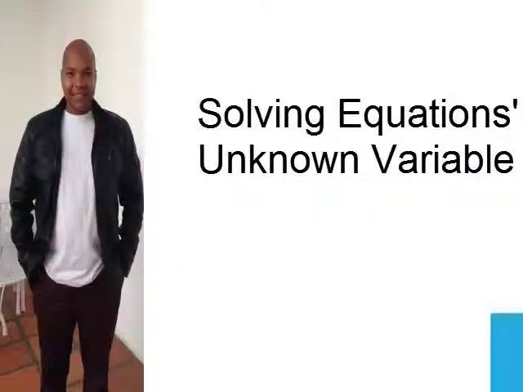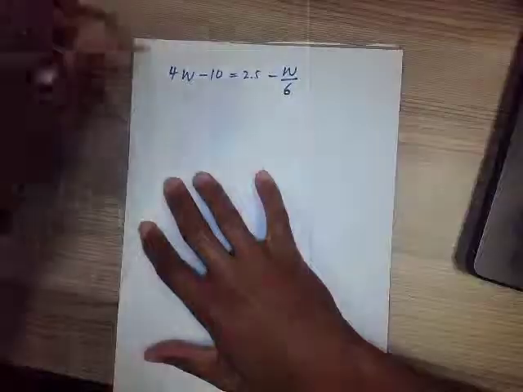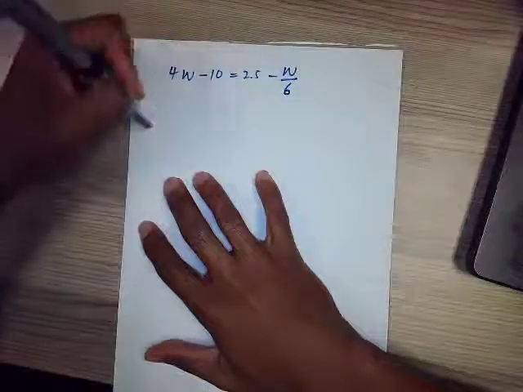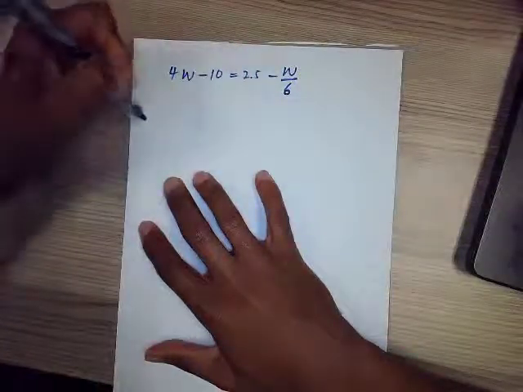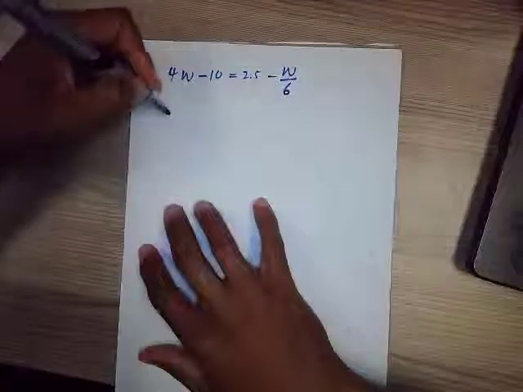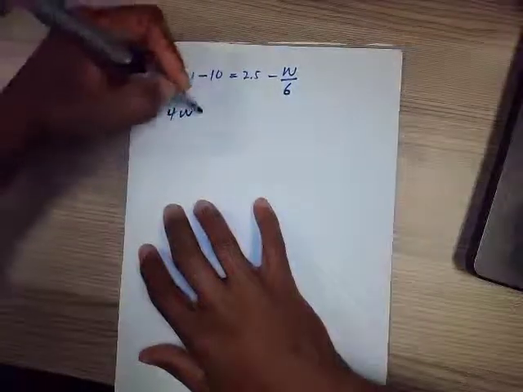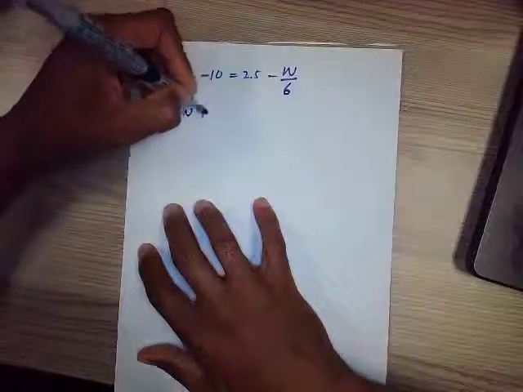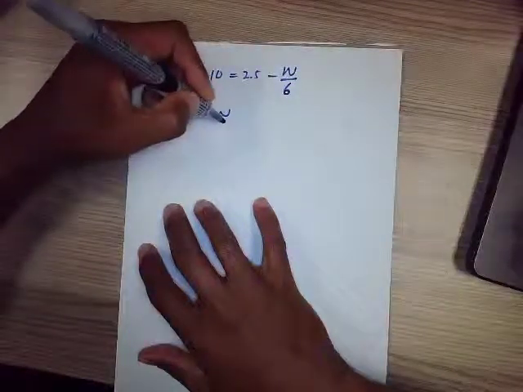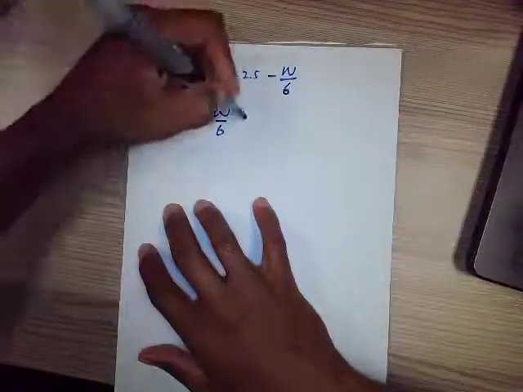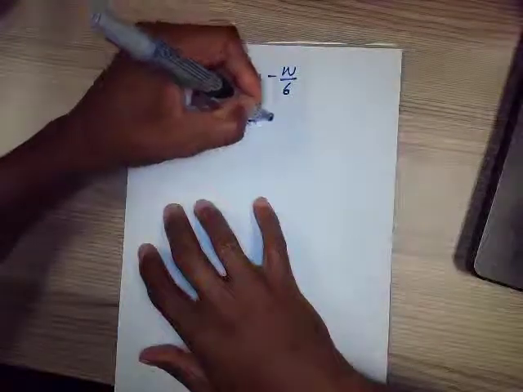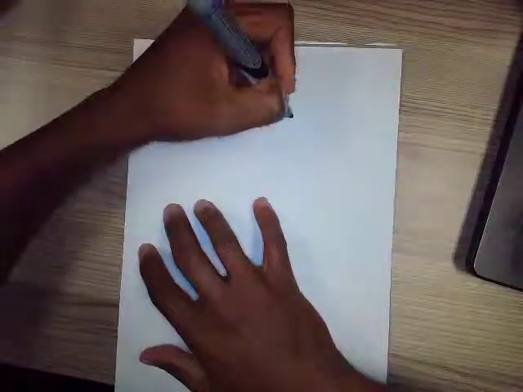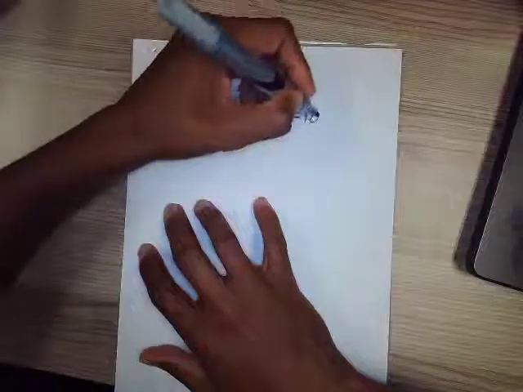Okay guys, let's solve a bit of an interesting equation. So just group the like terms first. So you go 4w, you bring this one to the other side, it will change the sign to w/6 equals 2.5 minus 10, right?